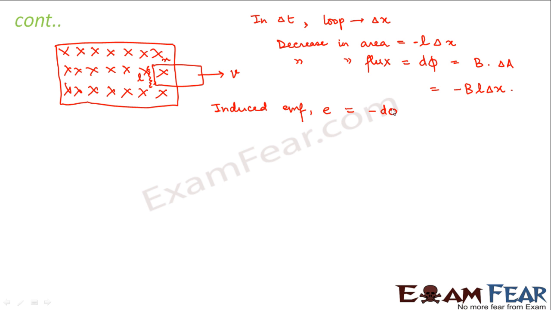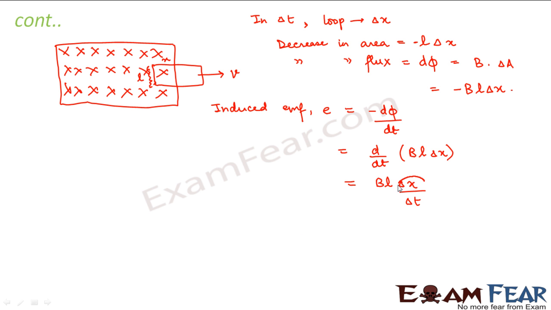So we can say that the induced EMF E is equal to minus d phi by dt. From the Faraday-Lenz law, we already know that. So this will be equal to d by dt of BL delta x. In this, delta x is the only quantity which is changing with time, so we can write it as BL delta x by delta t. Now what is delta x by delta t, or dx by dt? It is nothing but velocity. So we can write that the induced EMF is equal to BLv. Since this EMF arises due to the motion of the conductor, this is known as motional EMF.